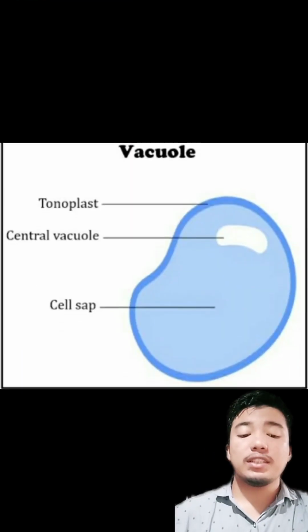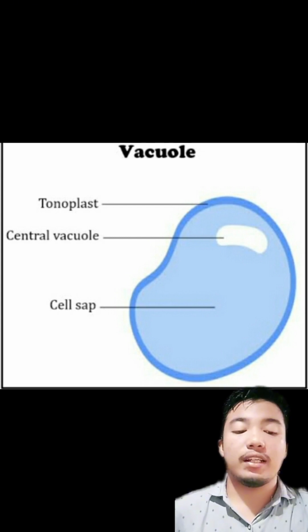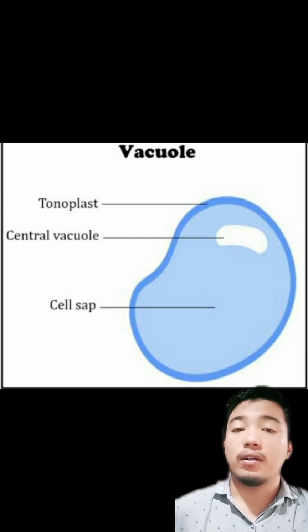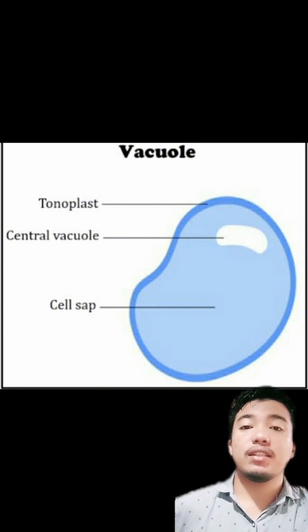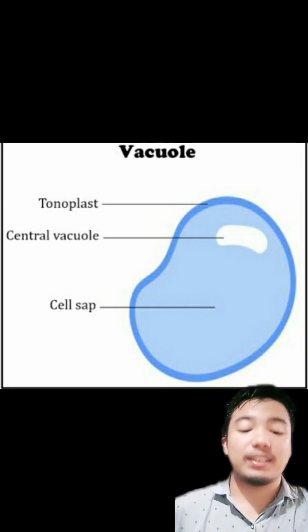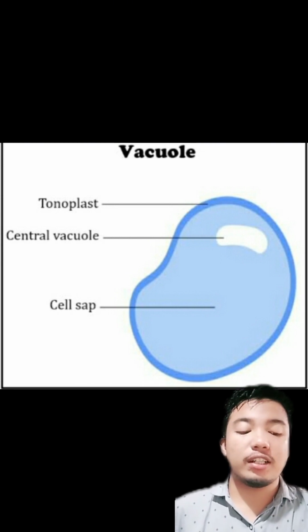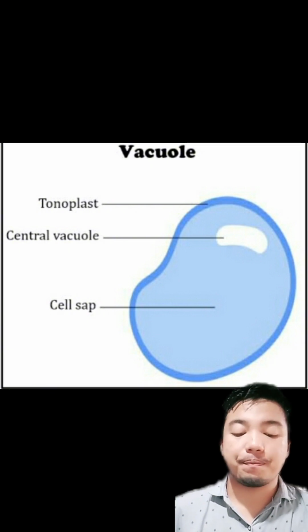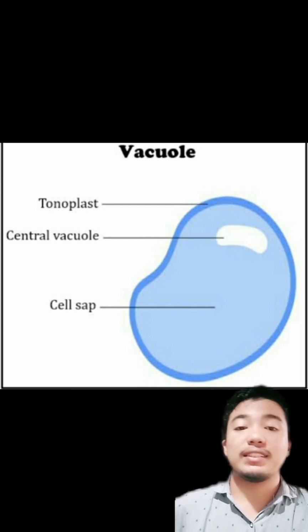So, what is a vacuole? It is a space within the cytoplasm of a cell, enclosed by a membrane and typically containing fluid. What is the function of a vacuole? It helps maintain water balance inside the cell. Now, a vacuole is composed of three parts: the tonoplast, the central vacuole, and the cell sap. The tonoplast is a membrane which bounds the vacuole of a plant cell, while the central vacuole stores water and regulates turgor pressure. And the cell sap is the liquid inside the large central vacuole of a plant cell.